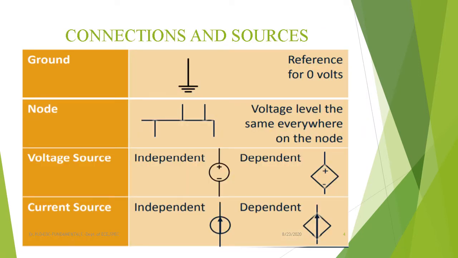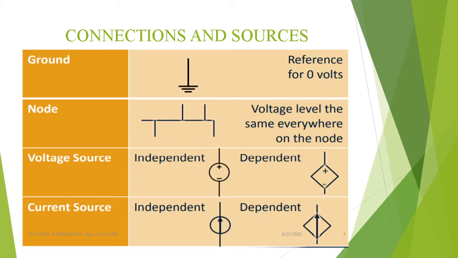Next, how we denote connections and sources in circuits, and their importance. It's very essential to know this at this introductory stage, before entering the technical subject of electronics and communication engineering. Ground: this is the notation for ground in circuits. Without this ground connection, you shouldn't draw a circuit diagram at any cost. We have to mention this ground connection somewhere in the circuit. That ground connection refers to 0 volts.